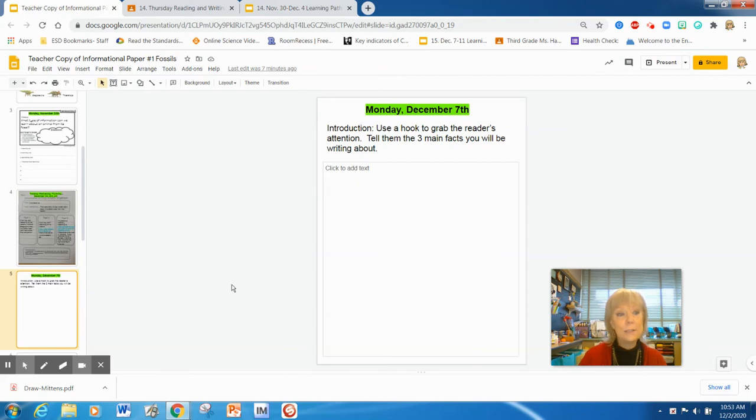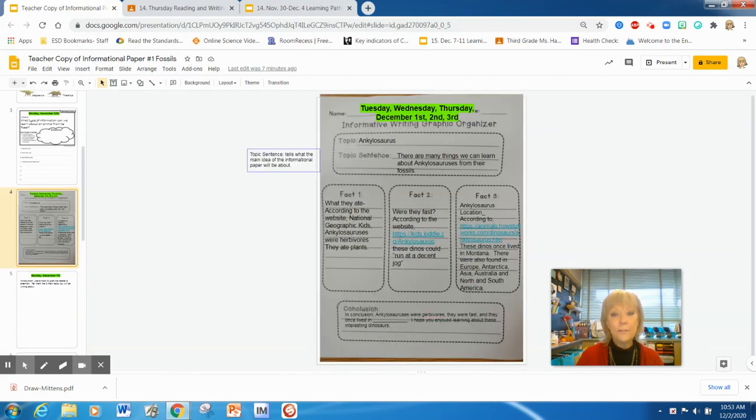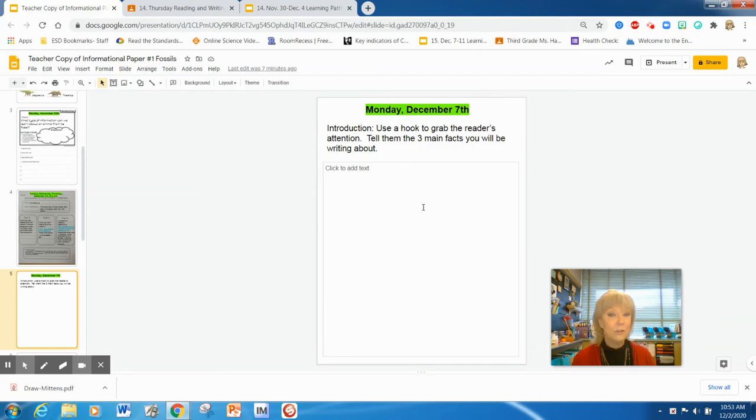If you remember, last week we ended by filling out this form here where you had picked out your dinosaur. You had written a topic sentence, and we're going to come back to that, and you had gathered your 3 facts. The 3 facts are what's going to go into the body, but today we are only going to be working on our introduction.